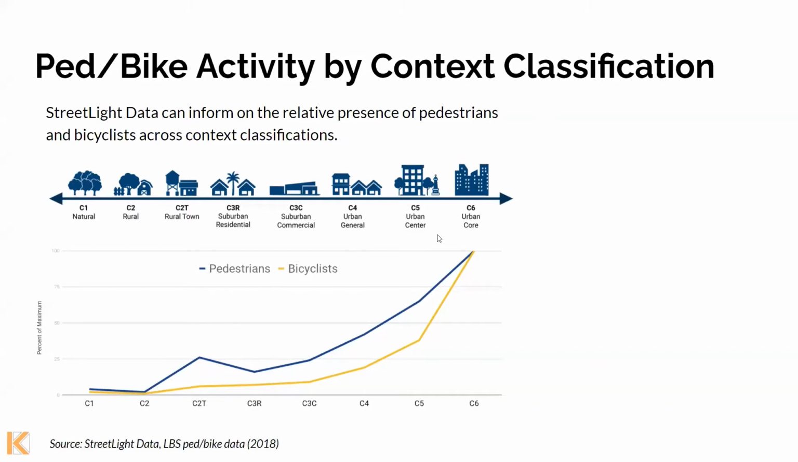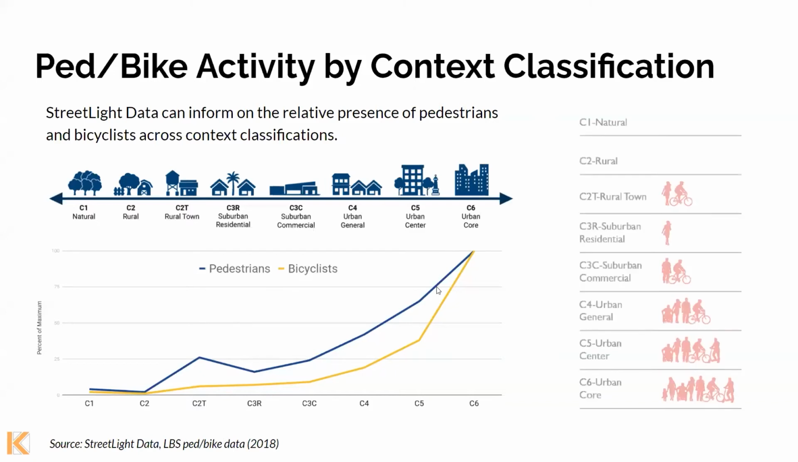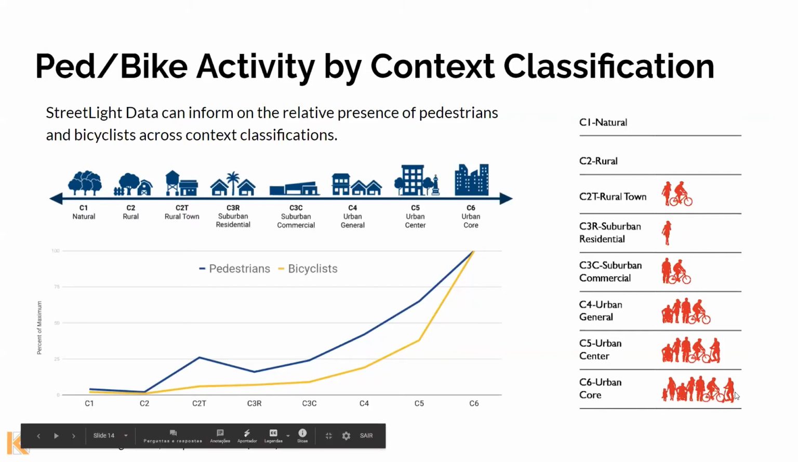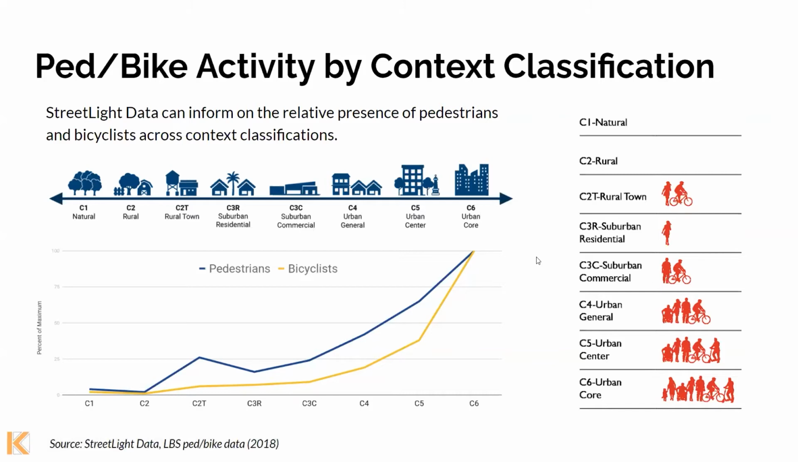Of course, part of our job is to communicate this data in a manner that makes sense to the general public. So we end up creating a graphic like you see here on the right, just basically telling people this is based on actual data along classified roadways. This is generally the level of pedestrian and bicyclist activity that you can expect, with C6 having the most peds, and then coming down from there with a little bit of a bump for the C2T rural town.